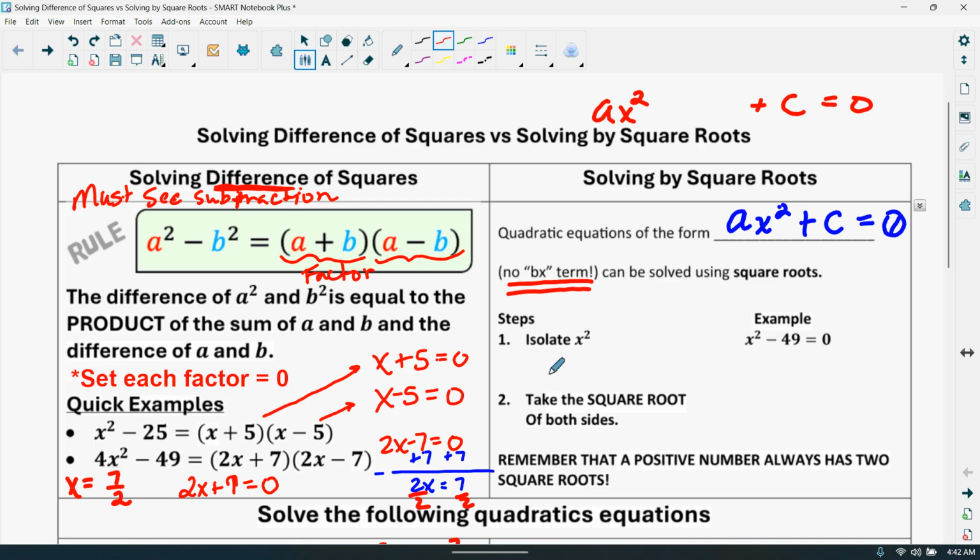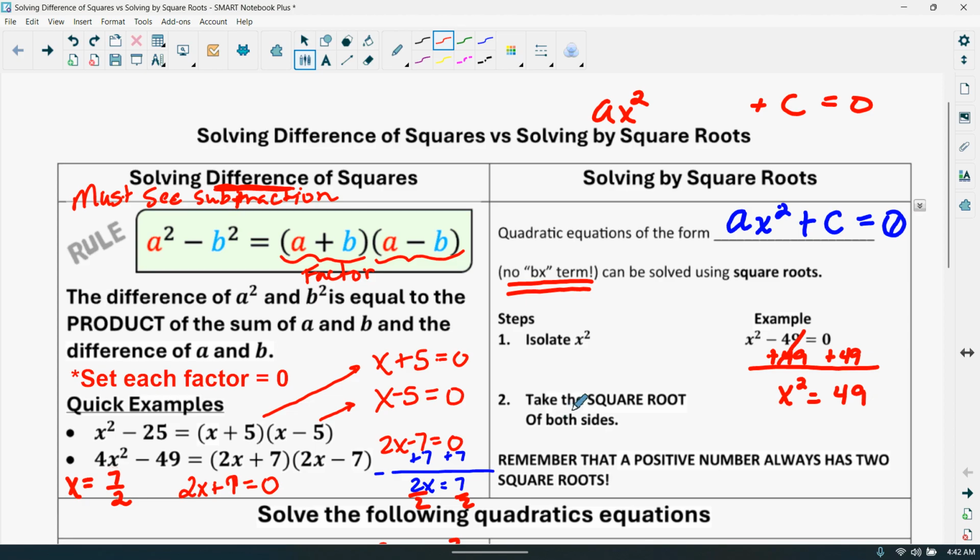And these are our steps. The way we solve it is we isolate the x squared. We get that x squared term by itself. So in this example, to get this x squared term by itself, because it has a minus 49, I have to get rid of the 49 by doing the opposite. So I'm going to add 49 to both sides of the equal sign. So 49, 49. And then now I get x squared equals 49.